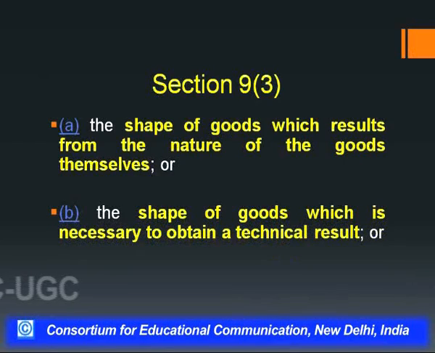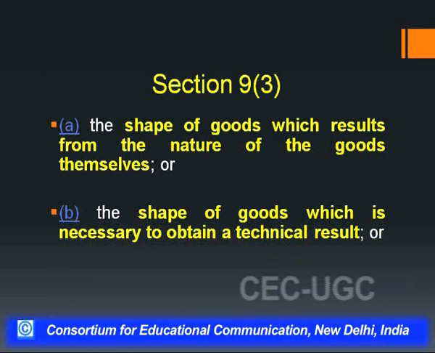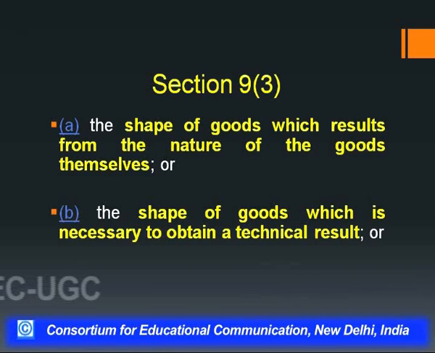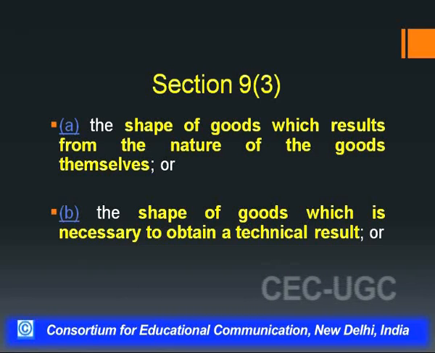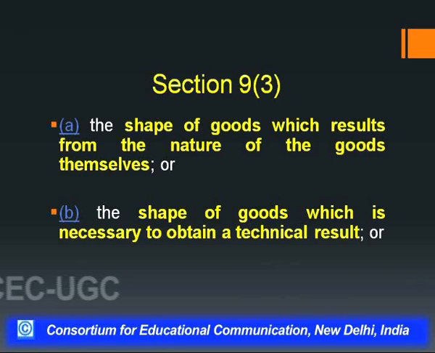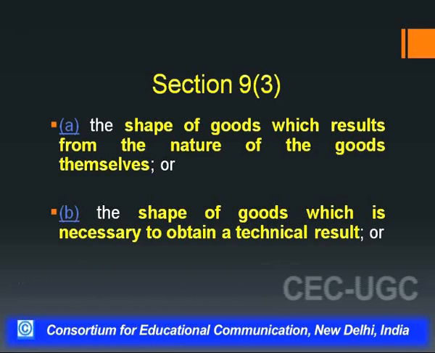Well friends, if you see the language of section 9(3), it reads that the shape of goods which results from the nature of the goods themselves shall not be registered as a trademark. There are some rationale and some logic behind the exclusion of these kinds of shapes from trademark protection. We have to identify those logics and rationale behind the exclusion or ousting of these particular shapes from trademark registration.